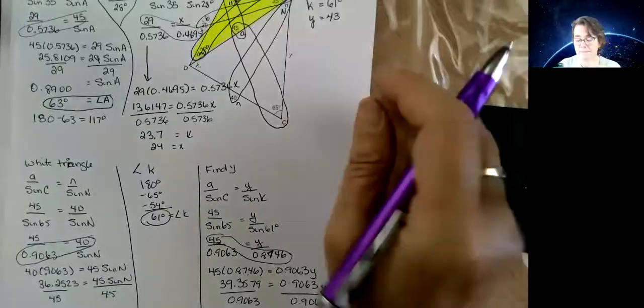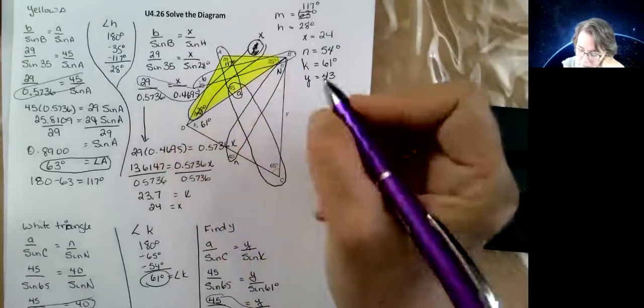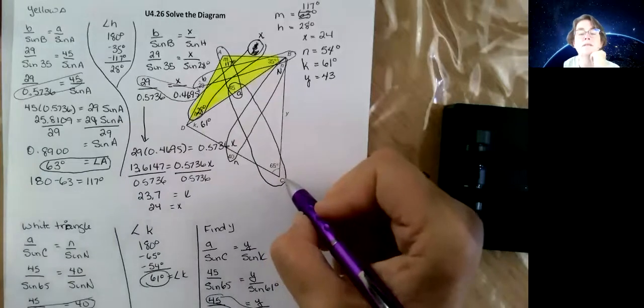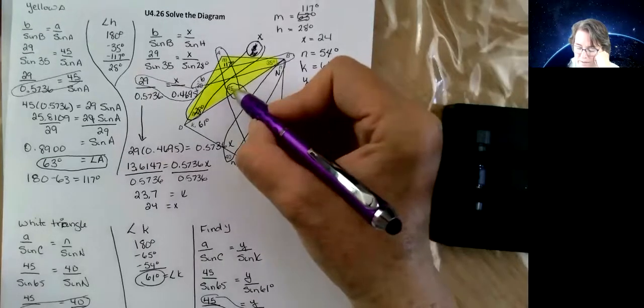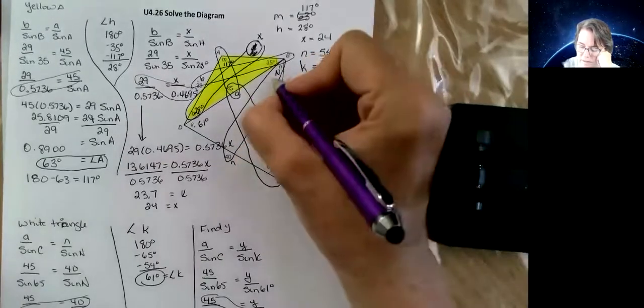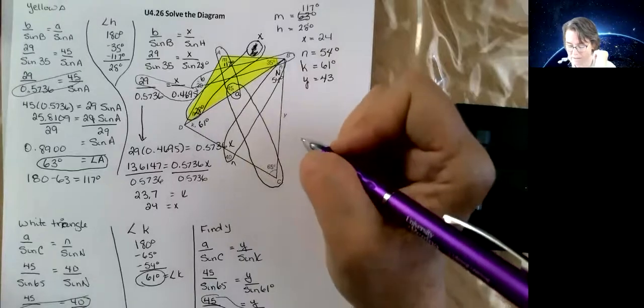Okay, now let's look at our very, very messy diagram. K is 61 degrees. And if I'm looking at the white triangle, C is the biggest one, and it is across from 45, which is the biggest side. And angle N was 54 degrees, and it's across from 40, which is the smallest. So it looks like we're all good.